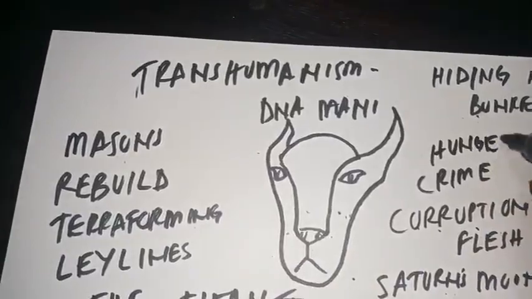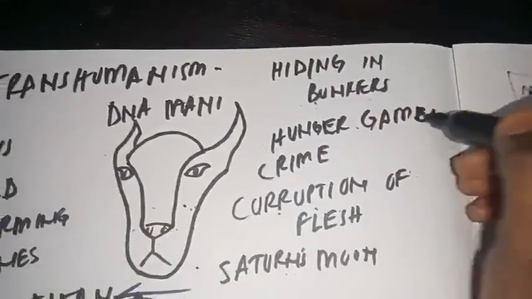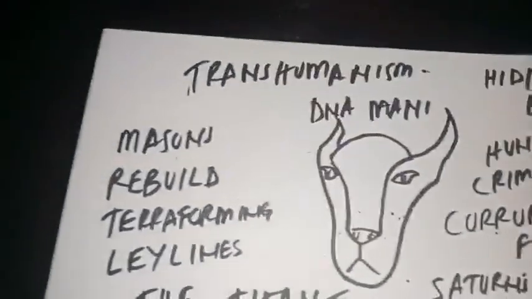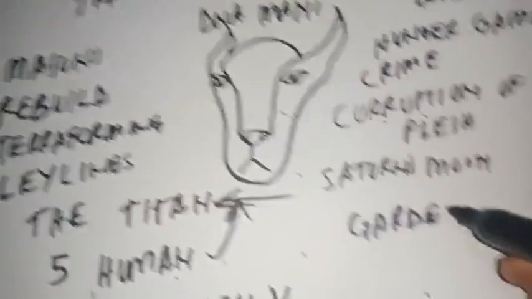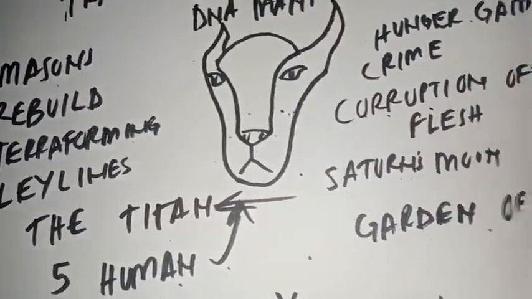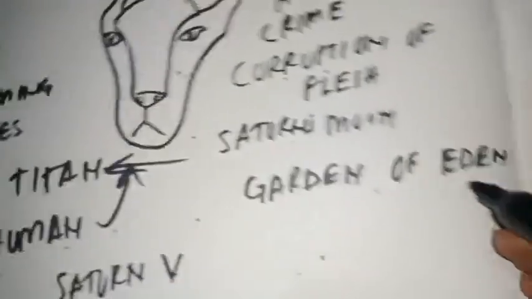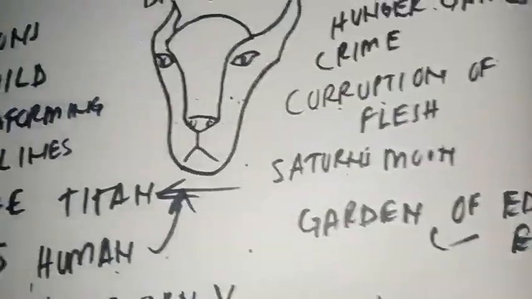Basically, they want this place to be like Hunger Games. You remember that? Hunger Games, the movie. Instead of this place being a paradise, like the Garden of Eden, which is basically Eden, it is end. The end garden, you know?